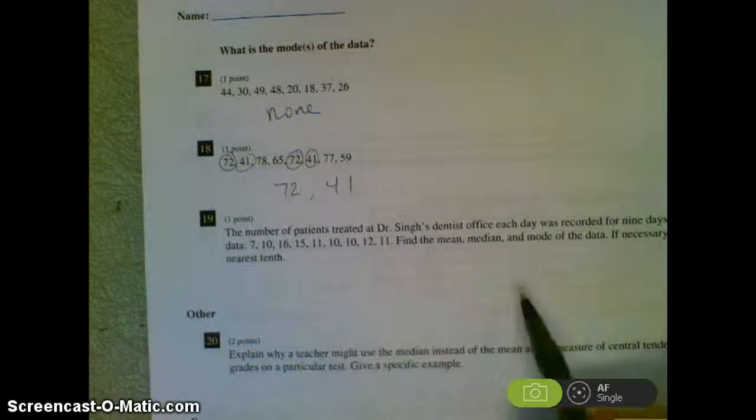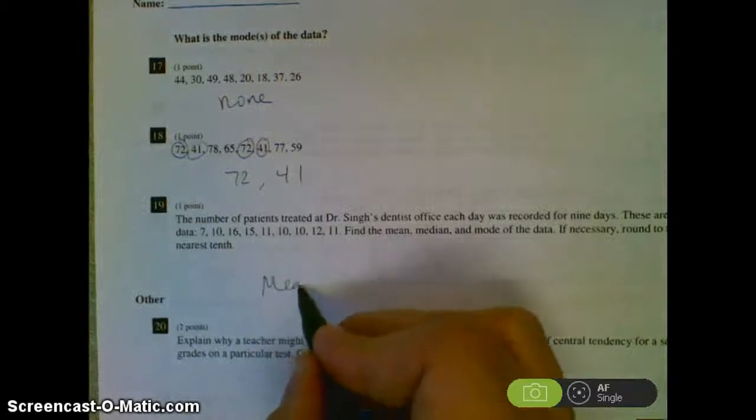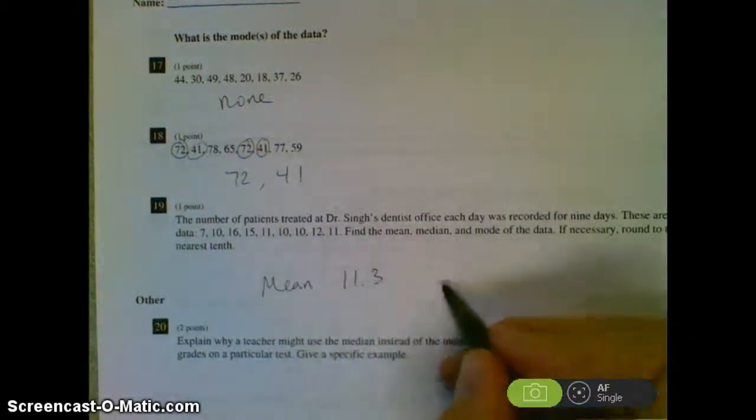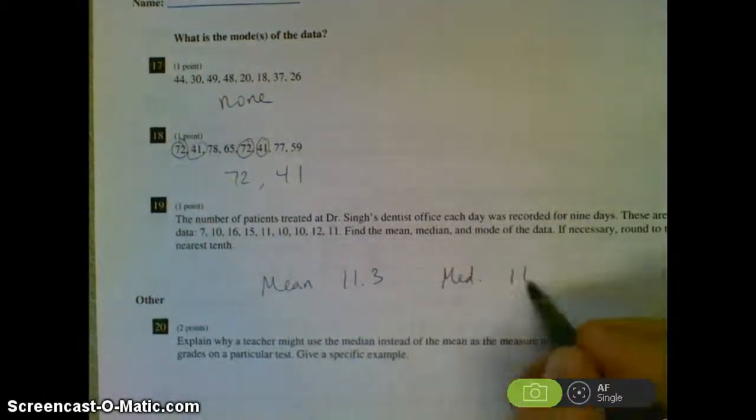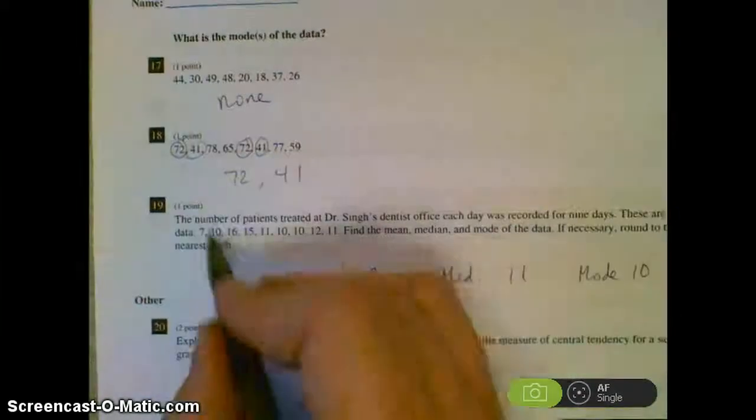Number 19, I think you know how to find mean, median, and mode. So if you didn't get the answers in class, the mean is 11.3, the median is 11, and the mode is 10. That's the easy one. It shows up the most.